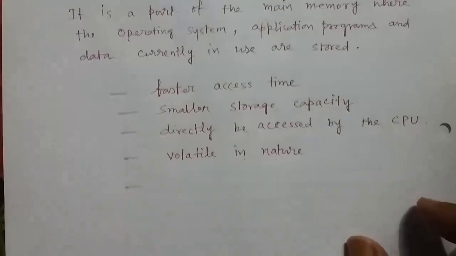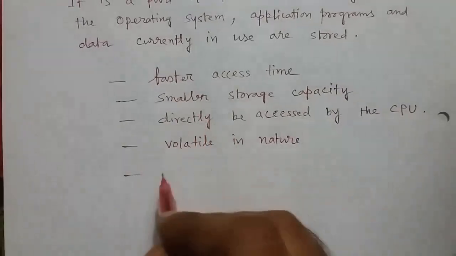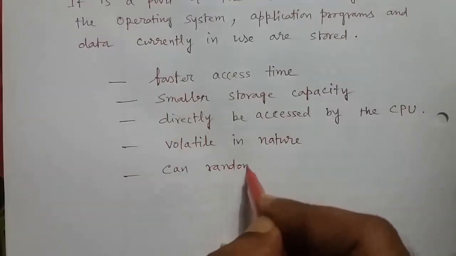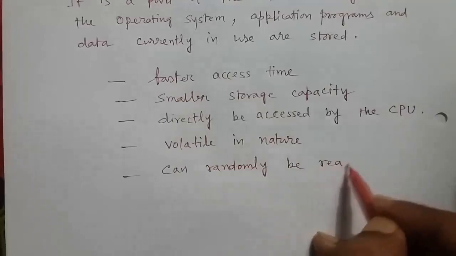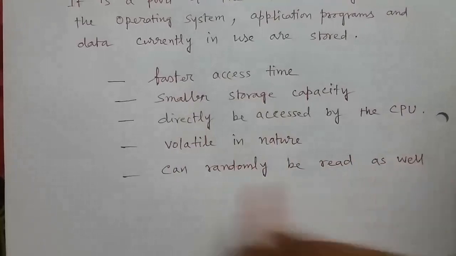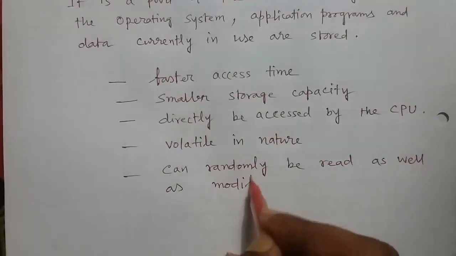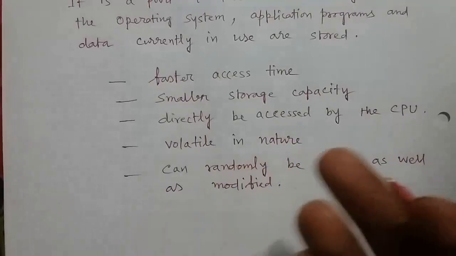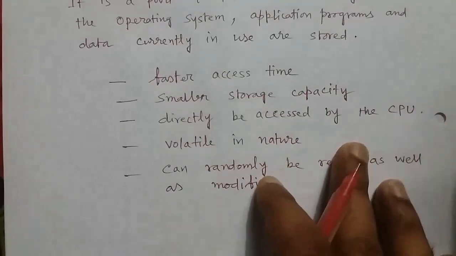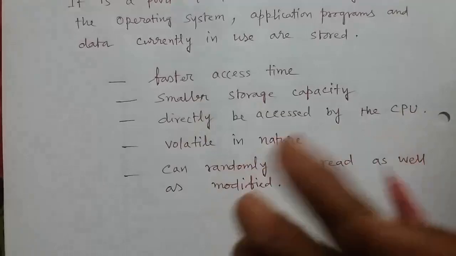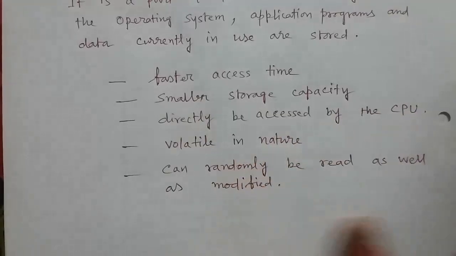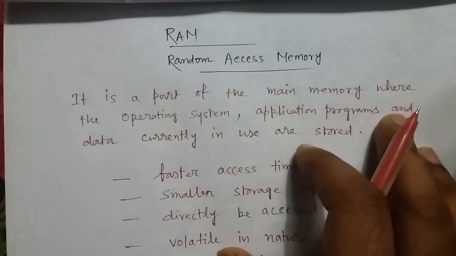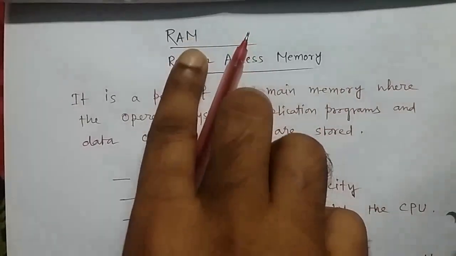And another important point is the data in RAM can randomly be read as well as modified. Okay, so the data can randomly be read as well as can be modified, means the instructions can be modified, or the instruction can be written onto it. Is that clear? And the RAM is known as random access memory because the data can be accessed directly from any storage location with the help of RAM.